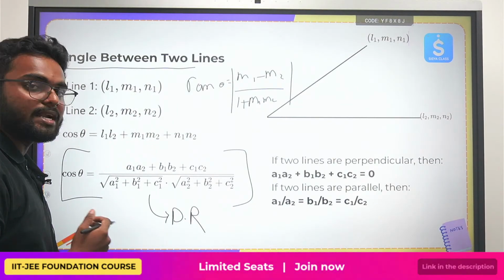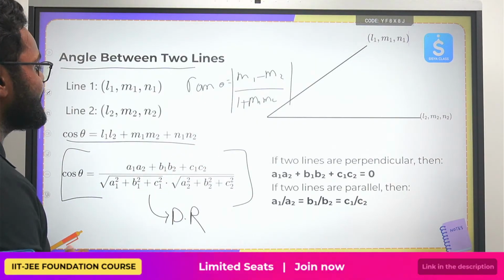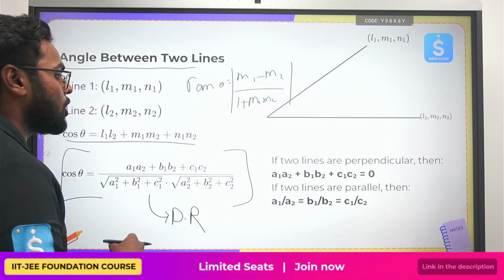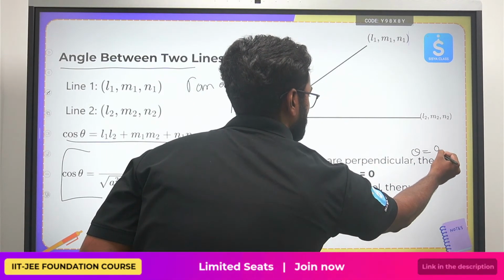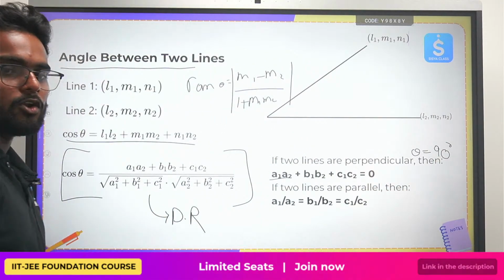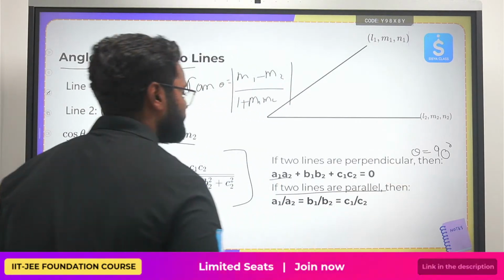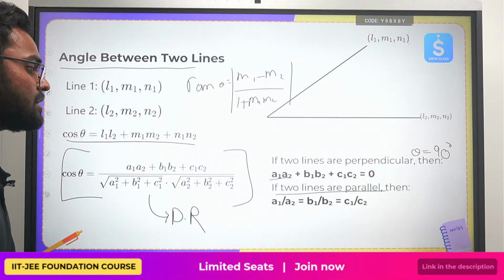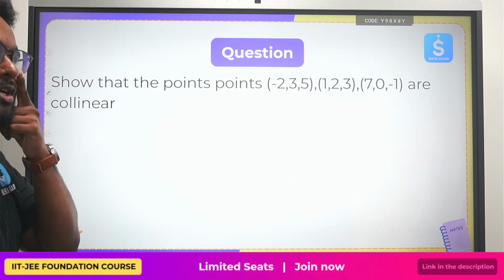Now if we write them in terms of direction cosines, the formula would be L1 L2 plus M1 M2 plus N1 N2. Now coming to two important conditions. If two lines are perpendicular, theta is equal to 90 degrees, we would have a1 a2 plus b1 b2 plus c1 c2 equal to 0. If two lines are parallel, then we would have the condition of ratios a1 by a2 is equal to b1 by b2 is equal to c1 by c2. Now let's dive into questions.